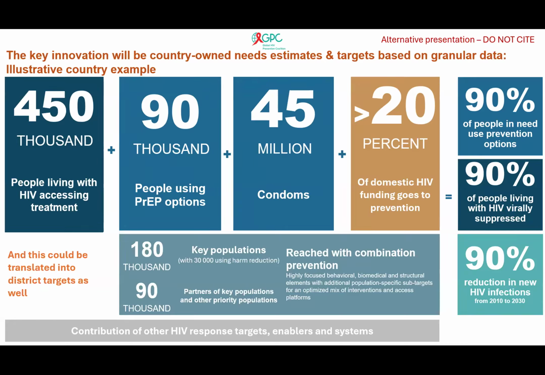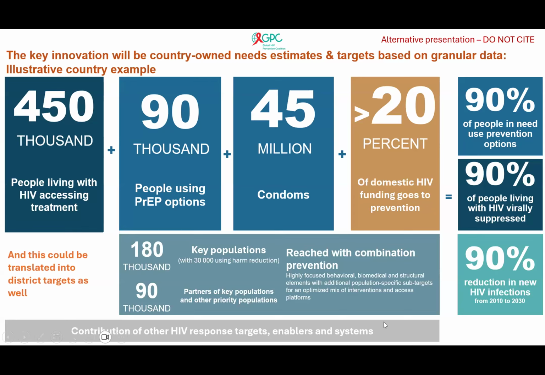So you could have a country-specific PrEP target, a country-specific condom target, a country-specific target for key populations in need of prevention, and then perhaps other partners of key populations or other priority populations might include, for example, discordant couples, for prevention. And this framing could then even be applied at subnational level, so at district or province level.